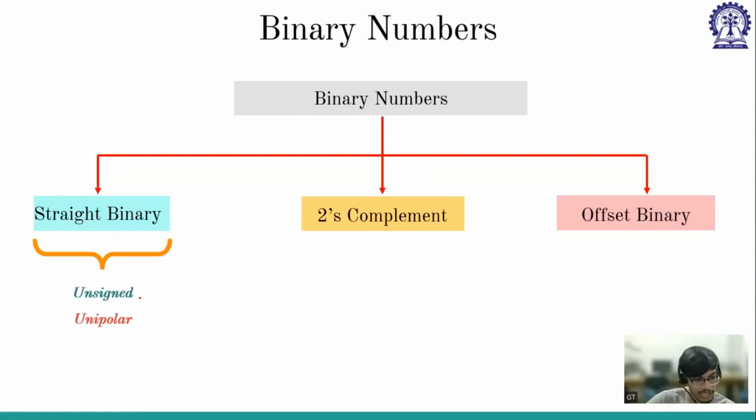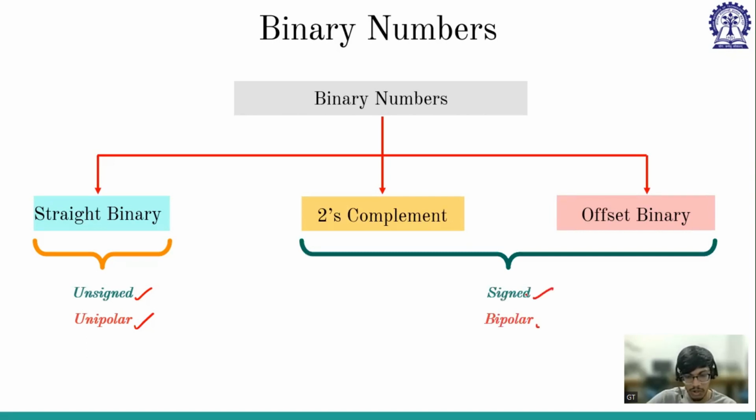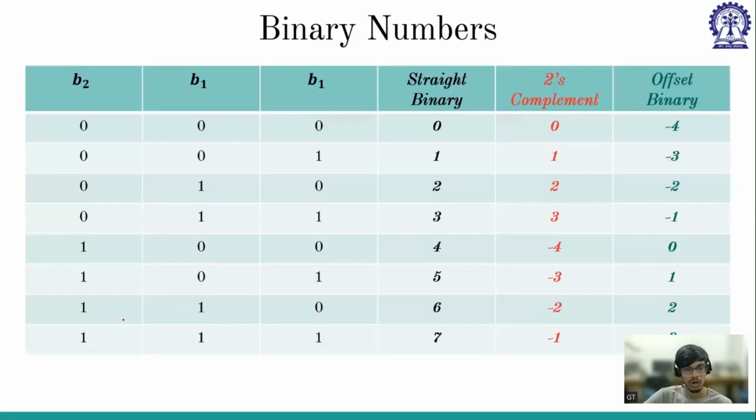Straight binary is unsigned. It can represent positive numbers from 0 to 2 to the power n minus 1. So it is unipolar, only one side. These two are signed. So they are bipolar, say from minus some x value to positive y value. So these can represent bipolar voltages, and this is unsigned and it can only represent unipolar voltages.